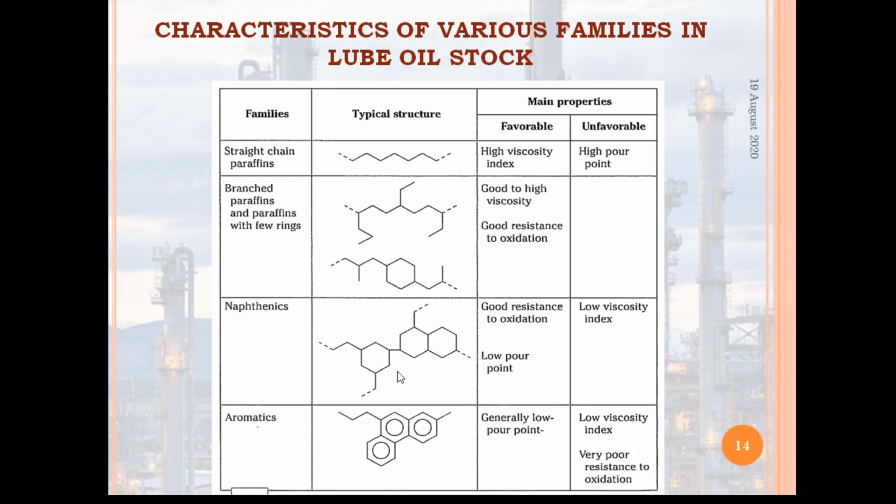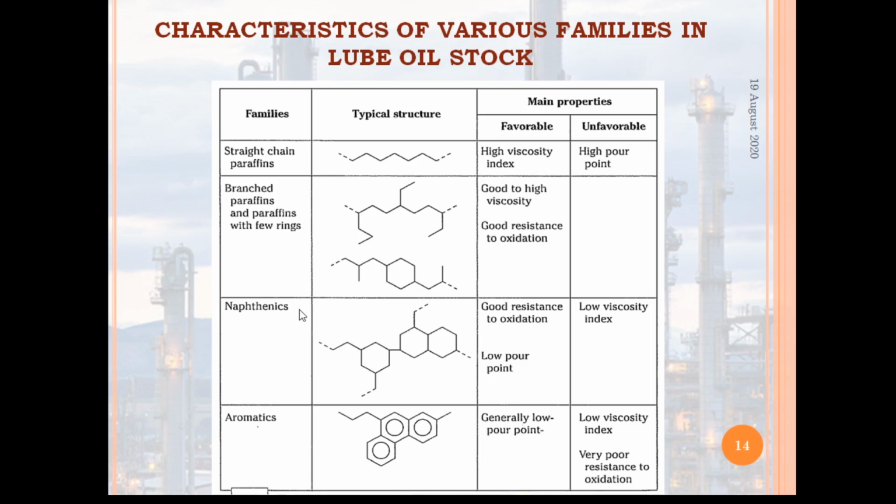Next is the naphthenic part. It has good resistance to oxidation and a low pour point, which is favorable, and the unfavorable aspect is that it has a low viscosity index. Similarly, the aromatics generally show a low pour point, and the unfavorable things are the low viscosity index and very poor resistance to oxidation. So these are a few characteristics of various families of the lube oil stocks.